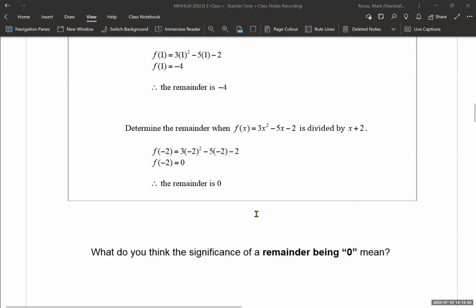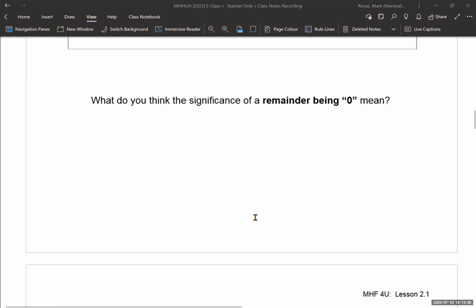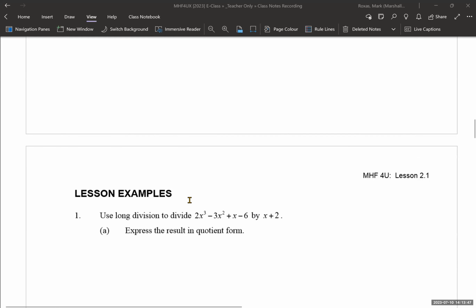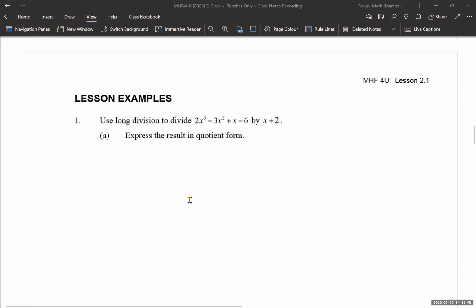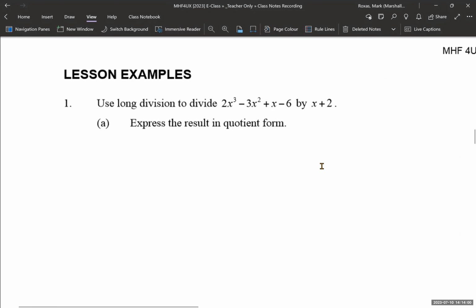But maybe we have to go through the whole motions and carry out polynomial division to see for ourselves how this all works. So I'm going to show you how we can divide a polynomial by a binomial divisor here, x plus 2. So 2x cubed minus 3x squared plus x minus 6 is the polynomial you want to divide. And we want to divide it by x plus 2.